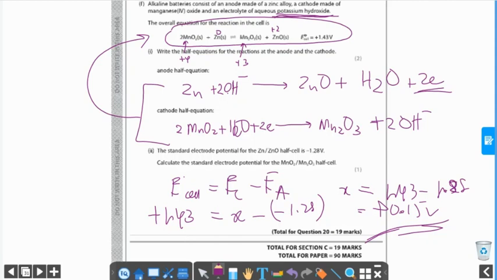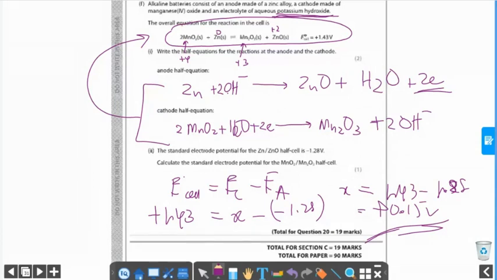So we are done with the paper. Any questions? Any further clarifications? All clear? So this is our last paper 5 discussion, the latest January 2023 paper. Hope everything is clear.